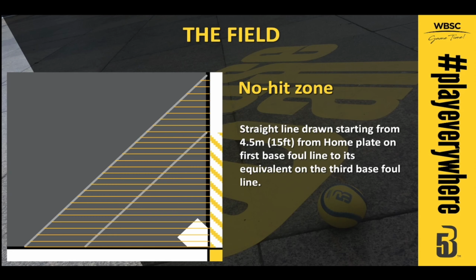In this picture, you see two lines drawn. The line nearer to home plate was drawn at 3 meters. This smaller no-hit zone is recommended for all games in the U15 category and below. So when you have younger players, your no-hit zone is a little bit closer to home plate.